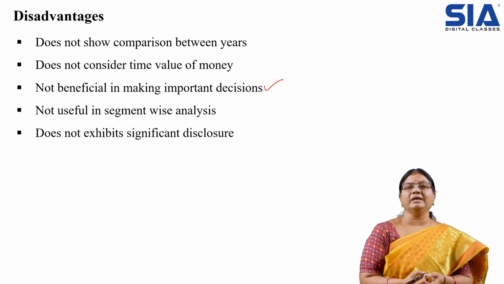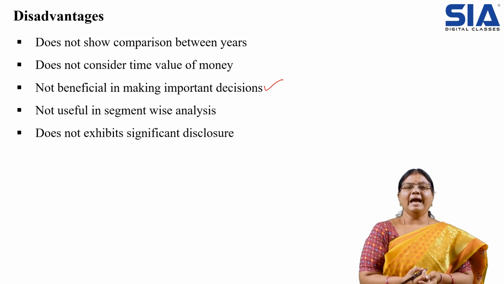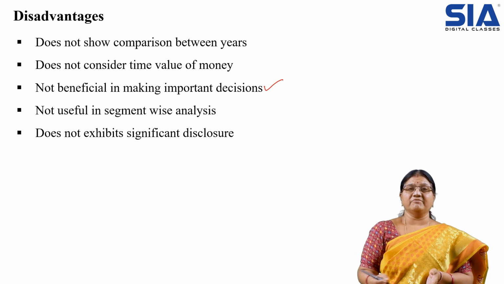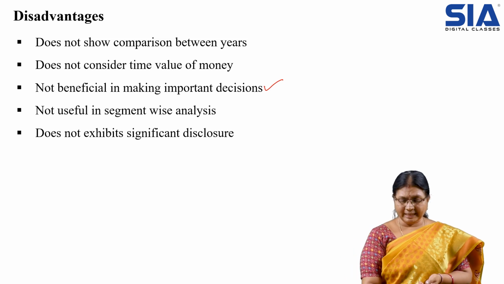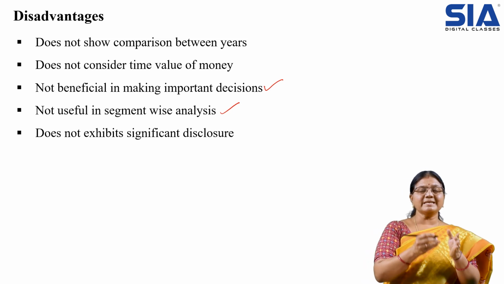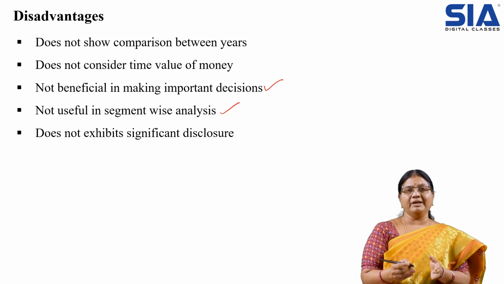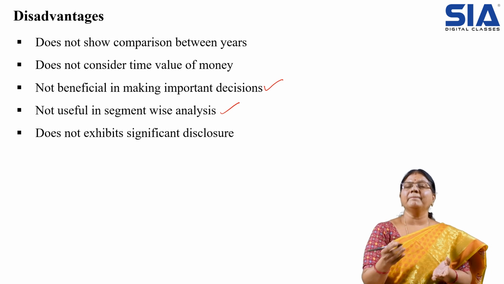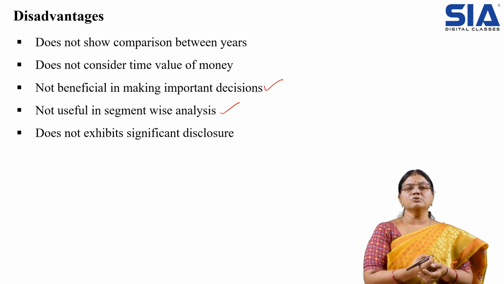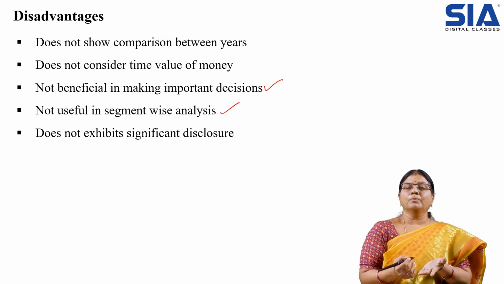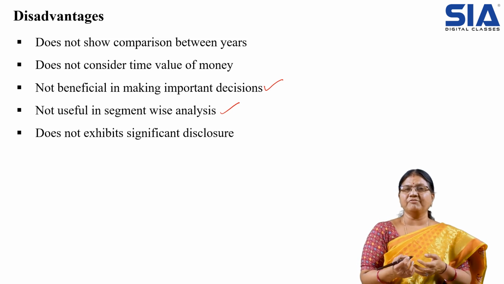It may not give accurate judgments, and it is not useful in segment-wise analysis, like each division or each segment. Many companies have so many segments, and common size statements do not provide the facility to understand segment-wise analysis. Then it does not exhibit significant disclosure. Disclosure is about transparency, and many times it will not facilitate proper transparency and proper disclosure.